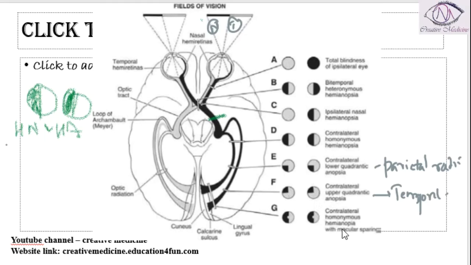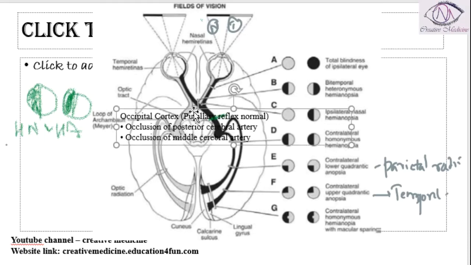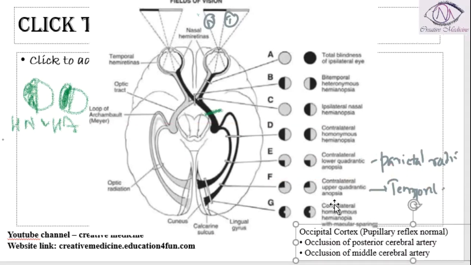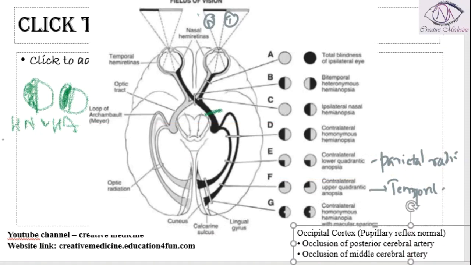Then there is also contralateral homonymous hemianopia with macular sparing, seen if the lesion is in the occipital cortex involving occlusion of the posterior cerebral artery. If the lesion is in the occipital cortex, then we see contralateral homonymous hemianopia with macular sparing.